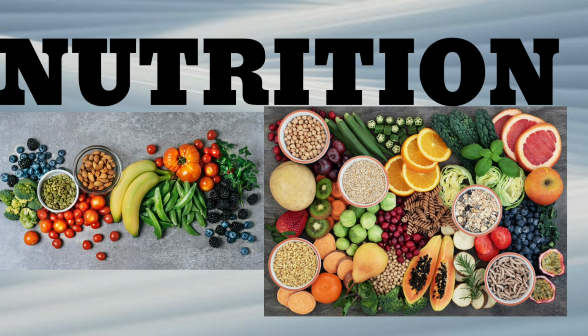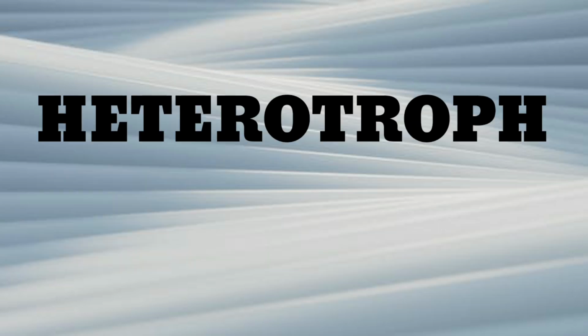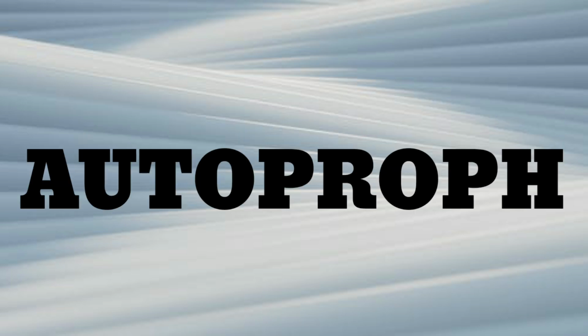Lastly, let's look at nutrition. Nutrition is the ability of living things to obtain and make use of food. Nutrients in the body provide energy and material for growth and repair. Animals cannot manufacture their own food. Instead, they depend on other organisms for food. For this reason, we refer to animals as heterotrophs and to plants as autotrophs.